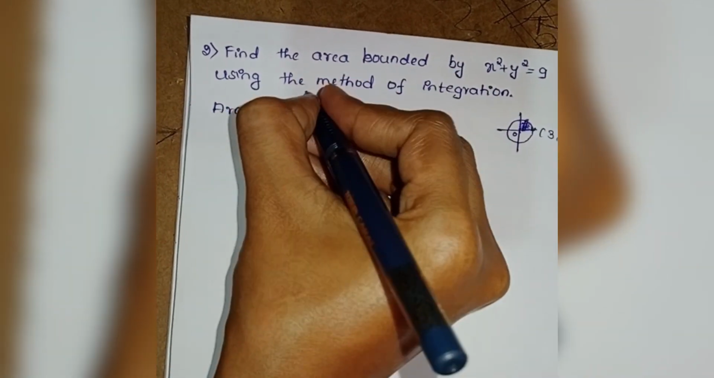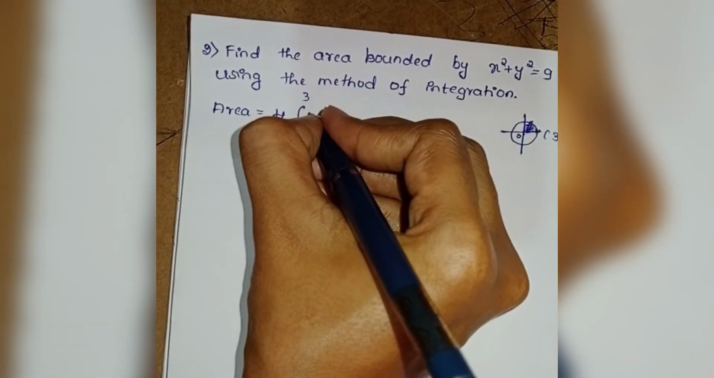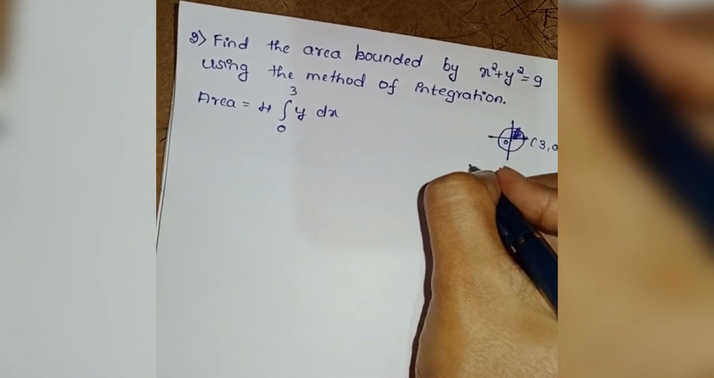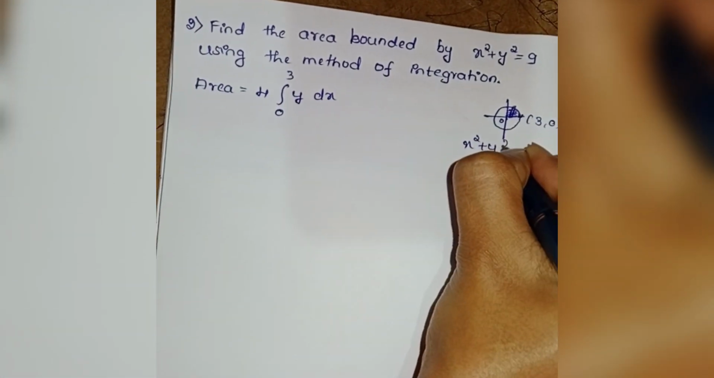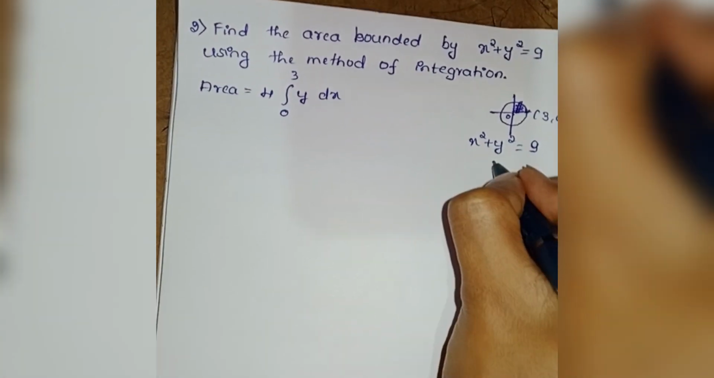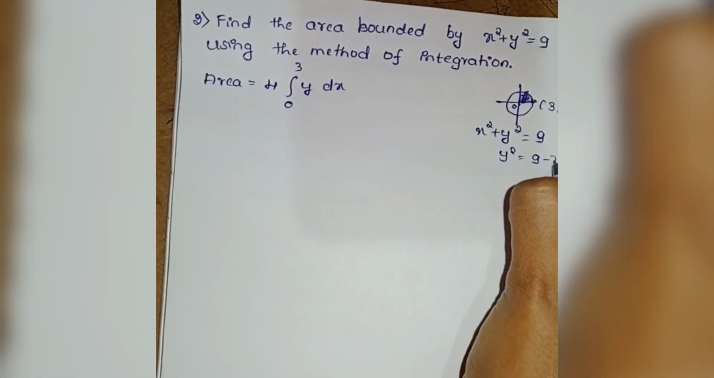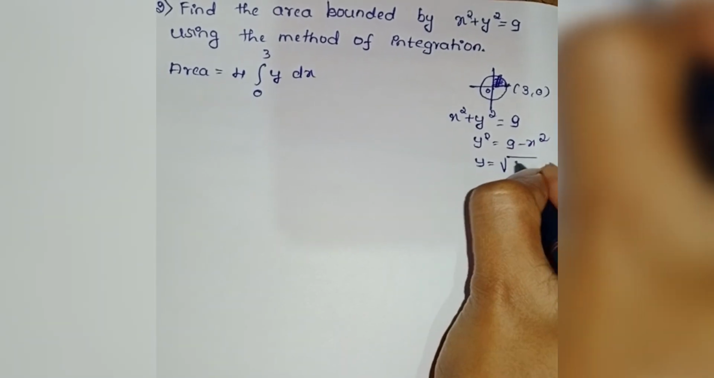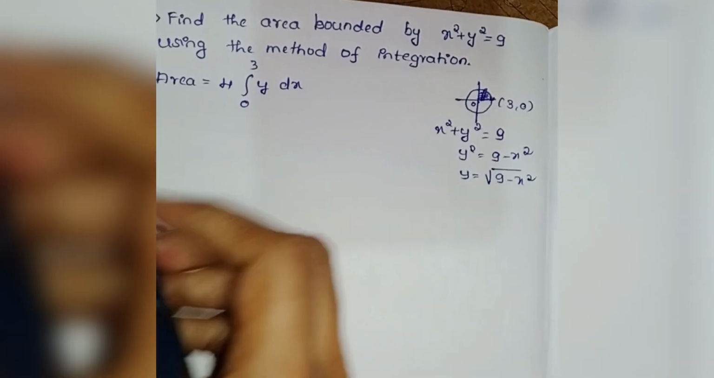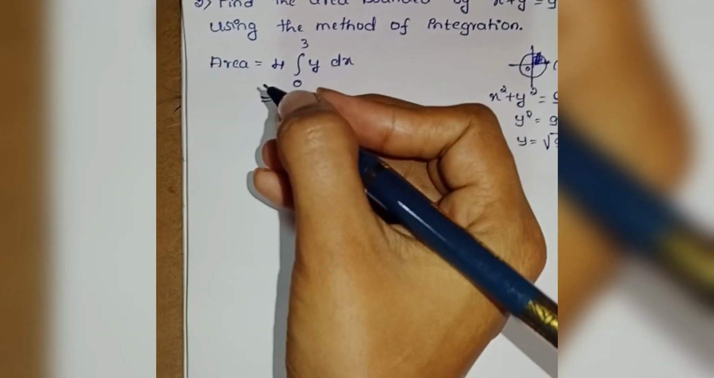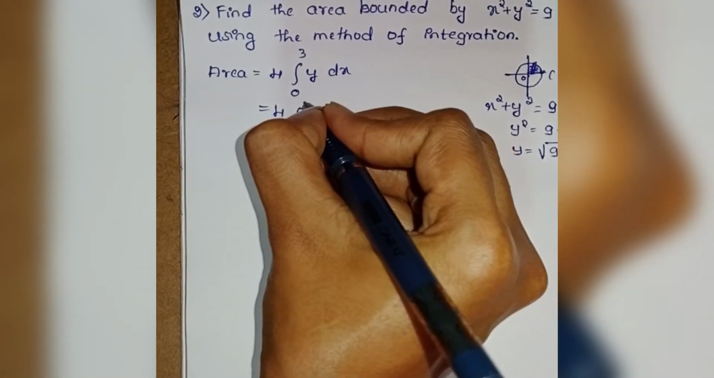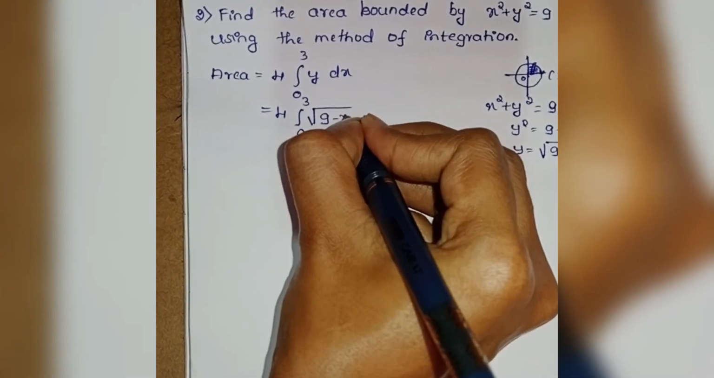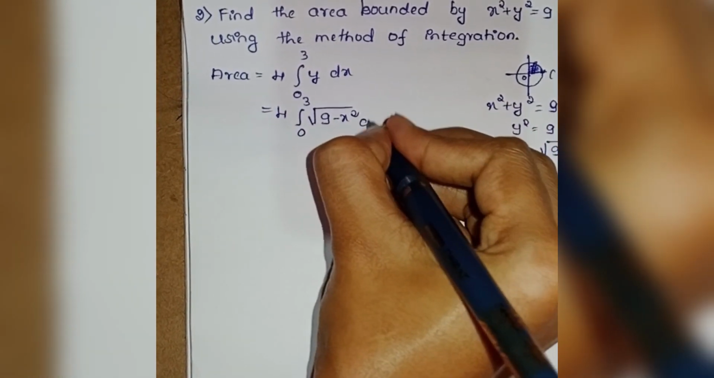0 to 3, y with respect to x, that is dx. Now x square plus y square equal to 9, so y square is equal to 9 minus x square. Y is equal to root of 9 minus x square. So 4 times integration from 0 to 3, y is square root of 9 minus x square into dx.